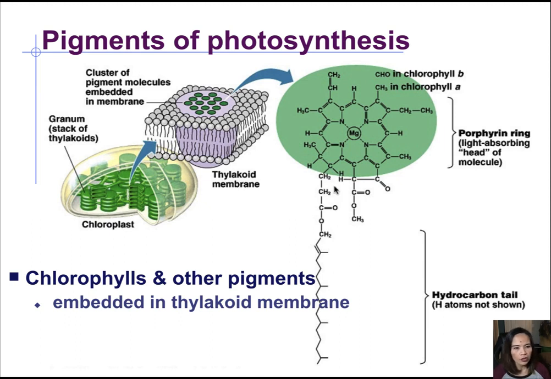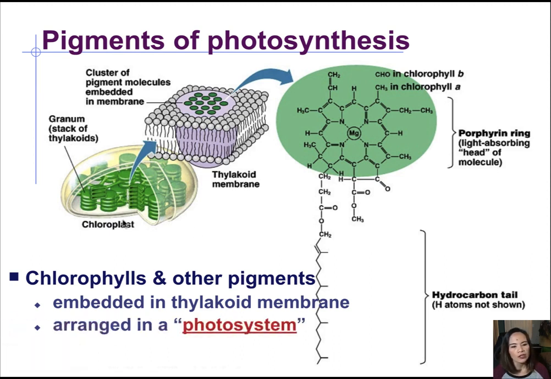And these pigments are embedded in the thylakoid membrane. It's right here. If you zoom that in, that's where it's at. And it is arranged in a photosystem. So let's take a look at what a photosystem is in a bit, because these are a collection of molecules.